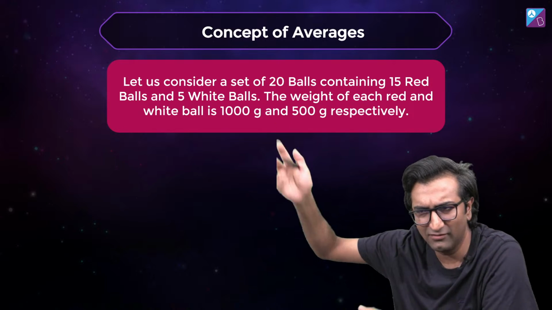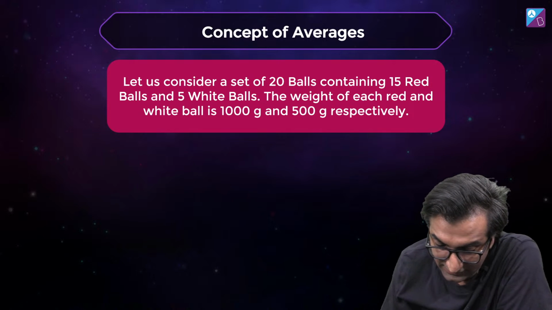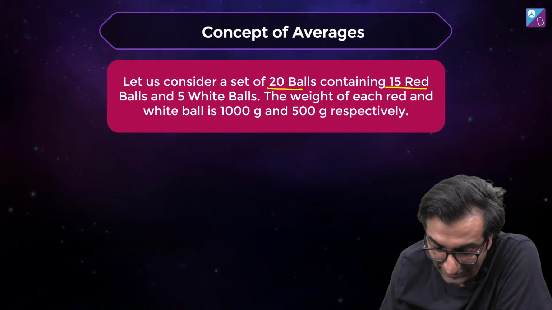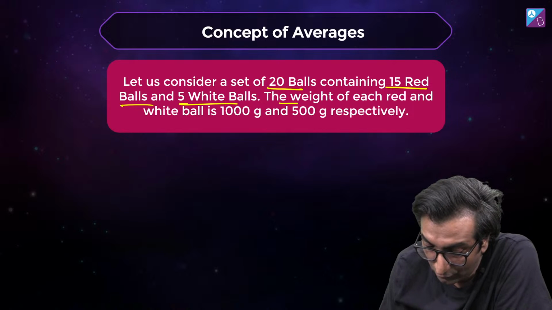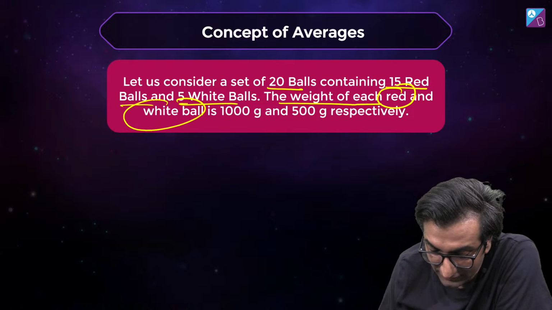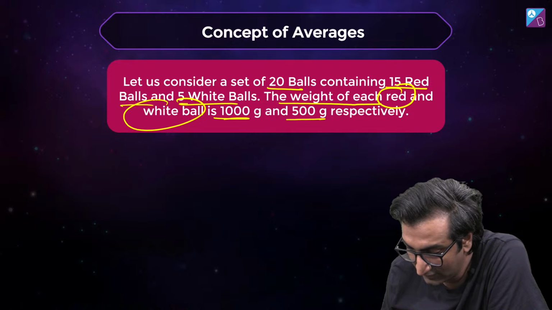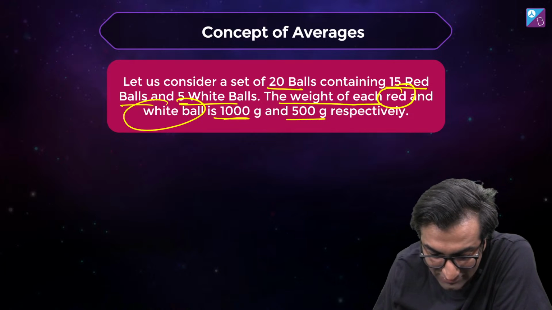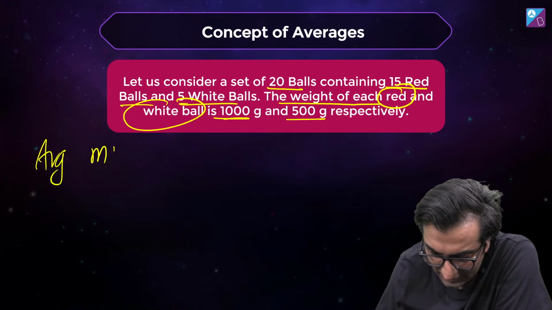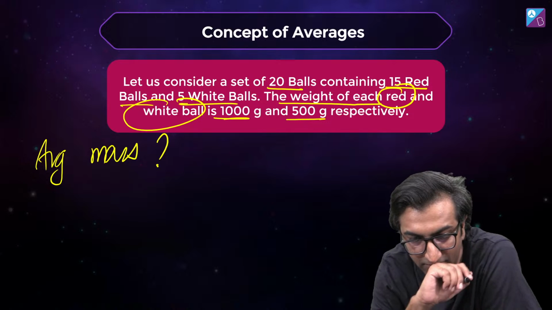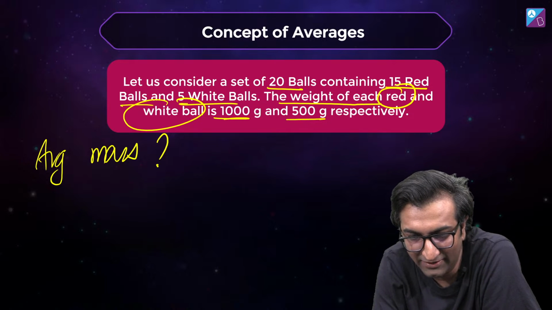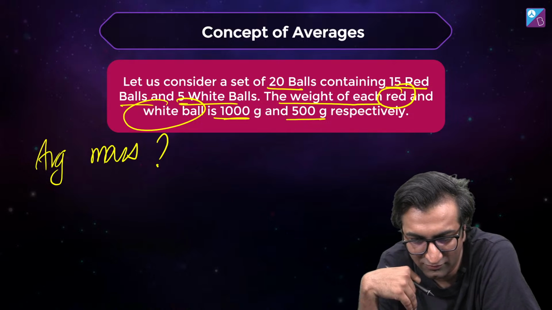इसको देखो, बहुत सिंपल था. गेट एक्टिव इन द चैट नाउ. Consider a set of 20 balls containing 15 red balls and 5 white balls. The weight of each red and each white ball is 1000 gram and 500 gram. So इसका एवरेज मास कैसे निकालोगे आप लोग? एवरेज मास क्या होगा? या मास कहां से निकालें? देखो ना, आसिफ बता रहा हूं.